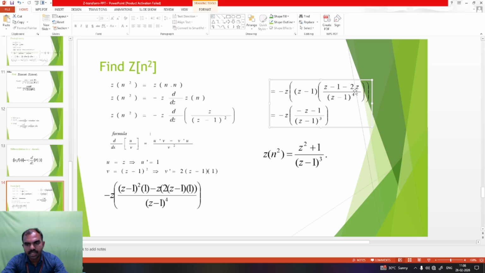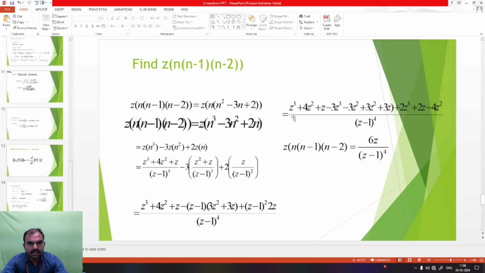So numerator value is z minus 2z, which is minus z, and minus 1. Take the common value of minus, so minus and minus make plus, then multiply the z, so z square plus z by z minus 1 the whole cube is Z of n square.